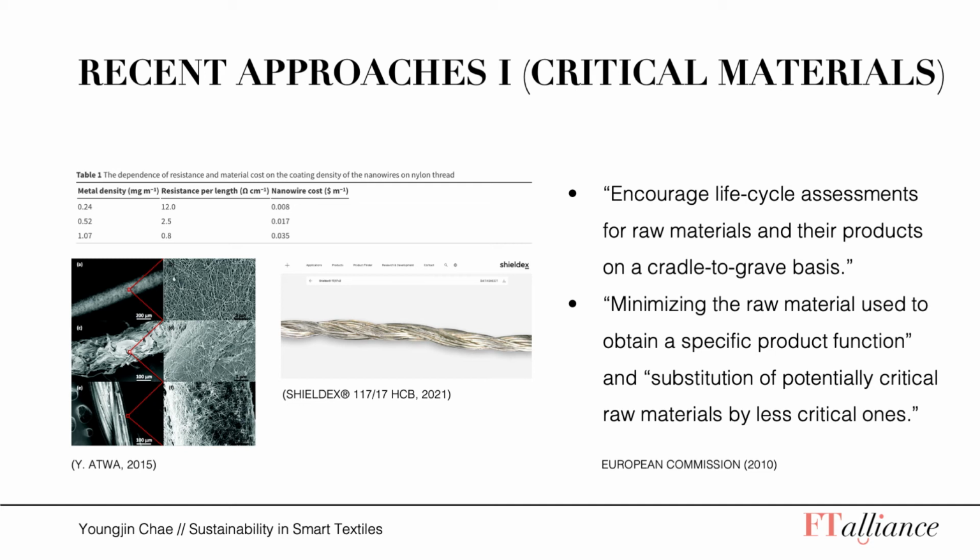Two of the most relevant suggestions related to today's topic can be to encourage lifecycle assessments for raw materials and their products on a cradle-to-grave basis, and to minimize the raw material use to obtain a specific product function. Specifically in smart textile materials, efforts are also being made to minimize the use of expensive materials such as silver by replacing it with a less critical one.